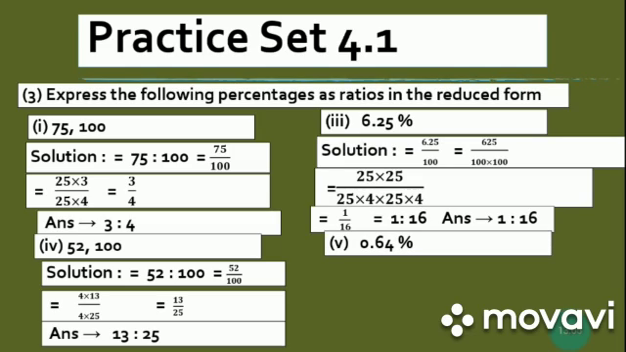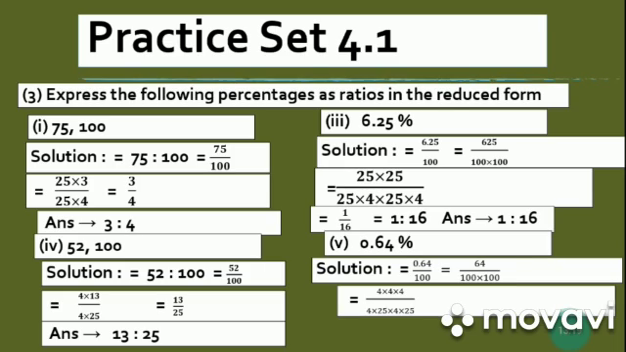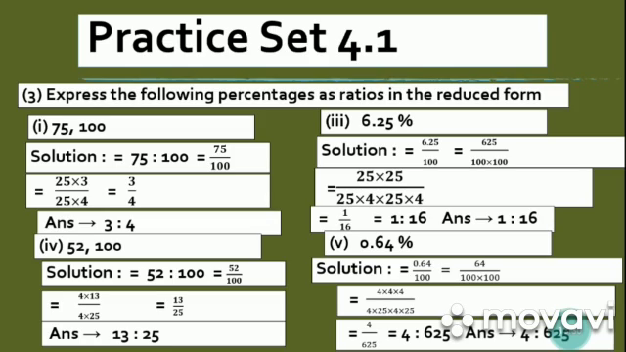Subdivision 5, 0.64%. Solution: this is equal to 0.64 upon 100, that is equal to 64 upon 100 into 100 after removing the decimal point. This is equal to 4 into 4 into 4 upon 4 into 25 into 4 into 25, that is equal to 4 upon 625, that is 4:625. Therefore answer is 4:625.